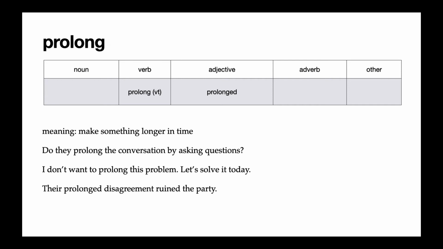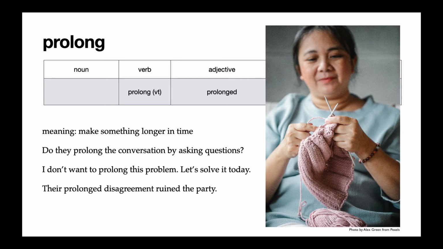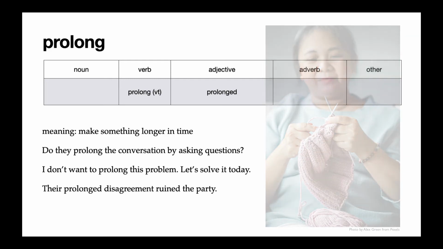Our second example says, I don't want to prolong this problem. Let's solve it today. So a problem is also something that can last a certain amount of time. And finally, their prolonged disagreement ruined the party. So in this example, a disagreement was made longer. We cannot use the word prolong with something physical, like a scarf. If you're making a scarf and you want to make it longer, you do not use the verb prolong.